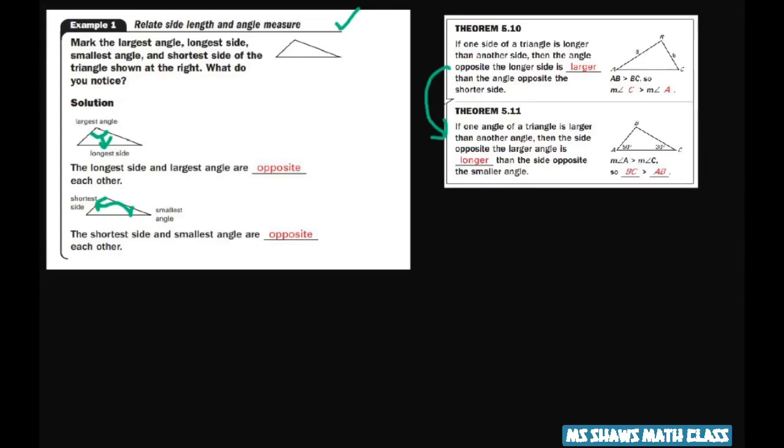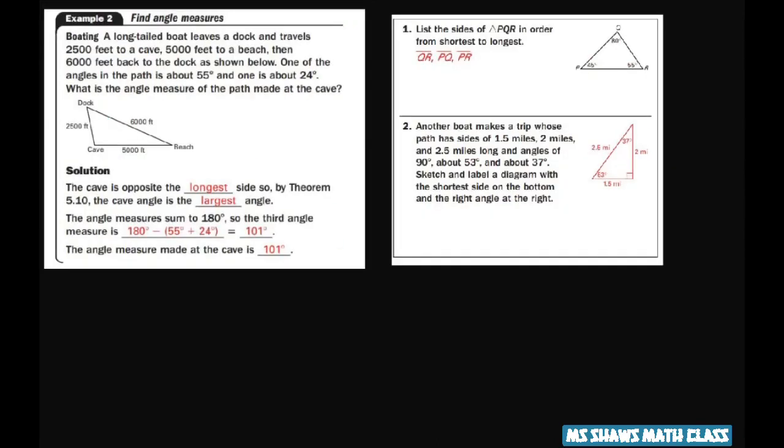So, for example, if this is my largest side, then C is going to be my largest angle. If this is my smallest side, then A is going to be my smallest angle. So there's that. And then this theorem is the angles. If the angle is the smallest, then the side opposite is the smallest, and if the angle's the largest, then the side opposite will be the largest. So that's basically that. And so now let's look at an example.